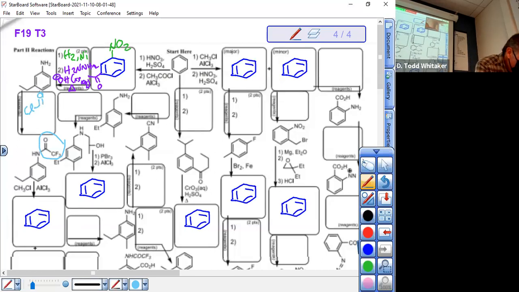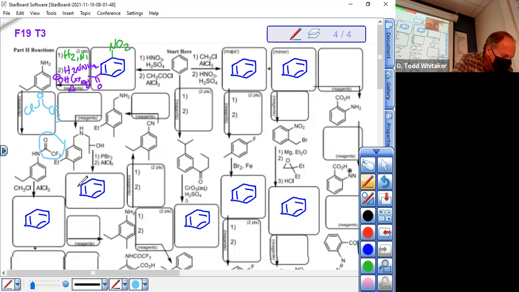Now some of you are saying, wait a minute, isn't this how you put groups on benzene with acid halides? Yes, you can put groups on benzene with an acid halide in the presence of an aluminum chloride catalyst. Leave the aluminum chloride catalyst out, you don't get anything on benzene. It's a straight chapter 18 acylation of an amine.